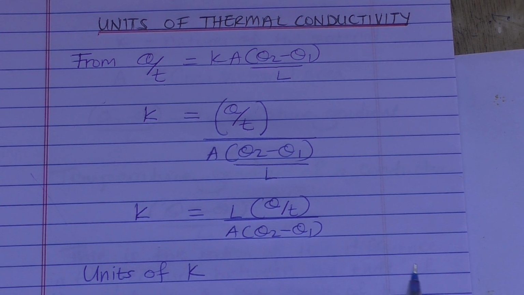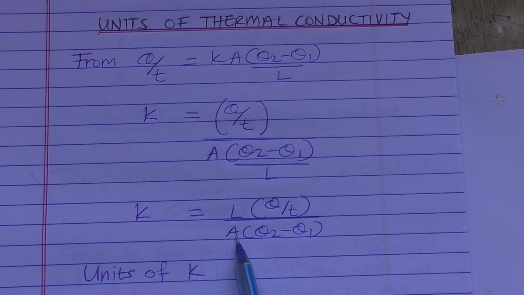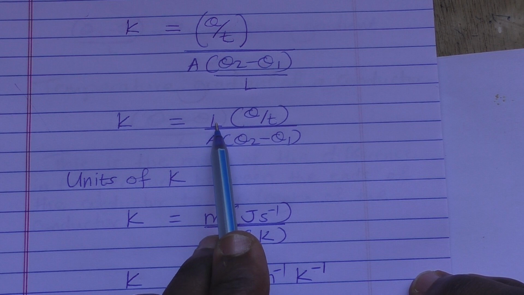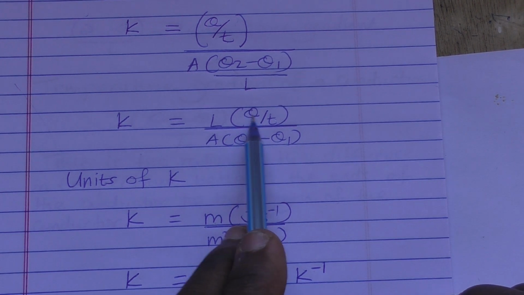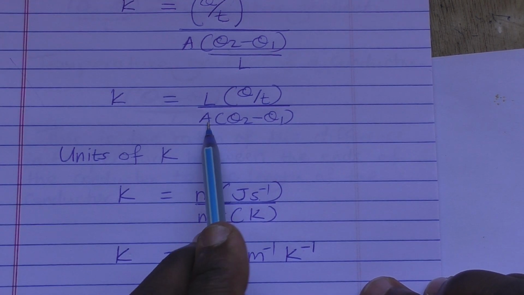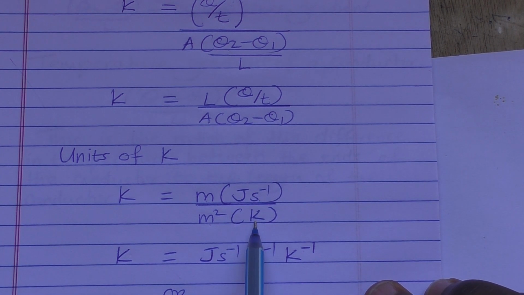When we simplify this mathematically, we get L times Q over T, which is the rate of heat flow, over A into (theta 2 minus theta 1). And then from there we can get the units. L being thickness, it's in meters. This being the rate of heat flow, we can write it as joules per second, or we can combine to get a watt. Then area is in meters squared. Then this is temperature difference, which is in Kelvin.